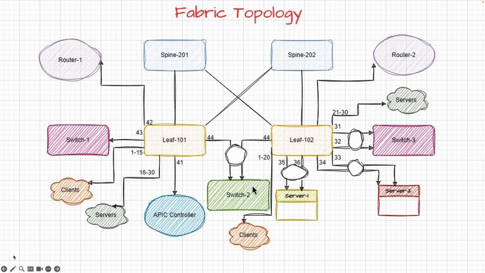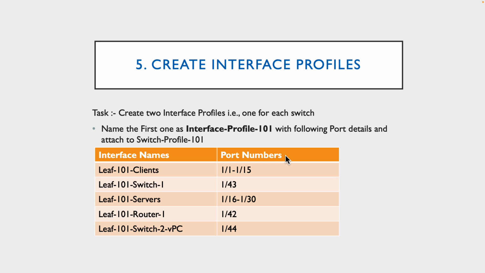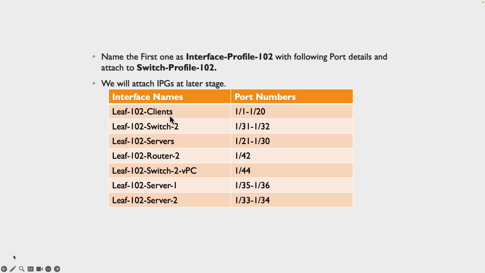Don't forget, we also have a VPC which is common for both of these leaves. It's a very simple thing, nothing to worry. In the PPT as well, the same thing is mentioned. So for the interface profile 101, these are the ports, and for 102, these are the ports.